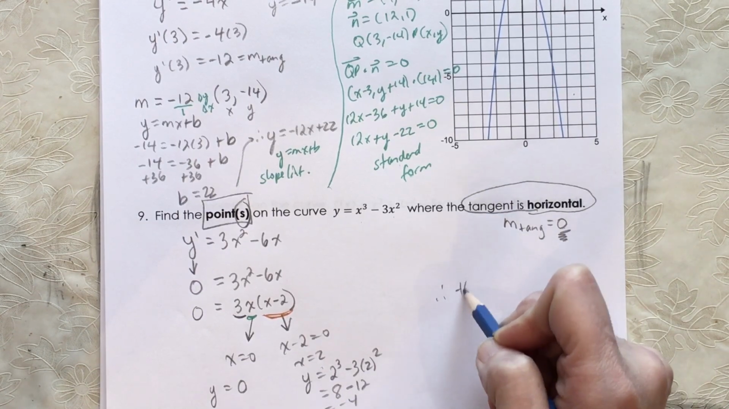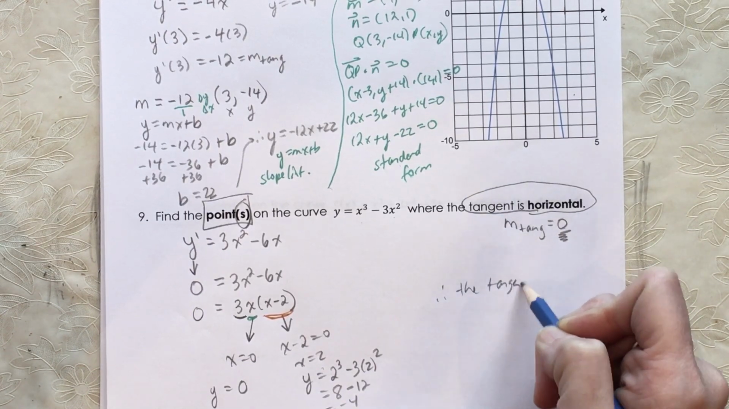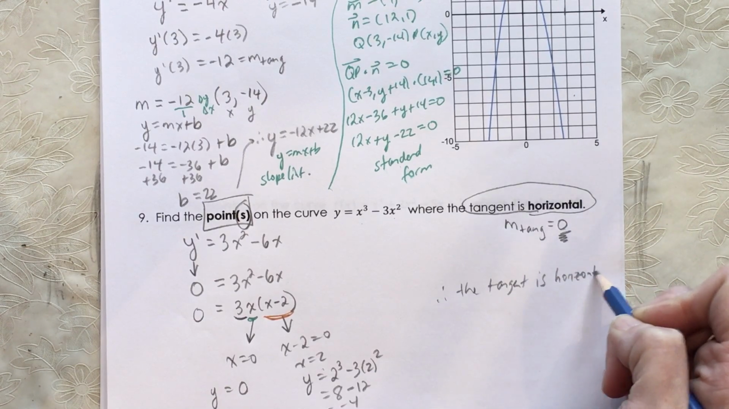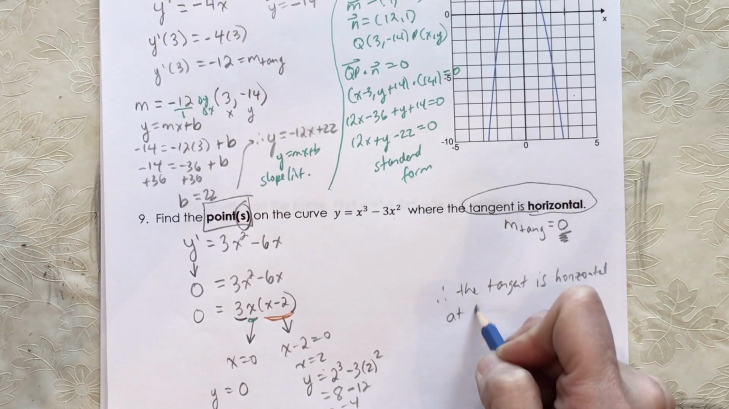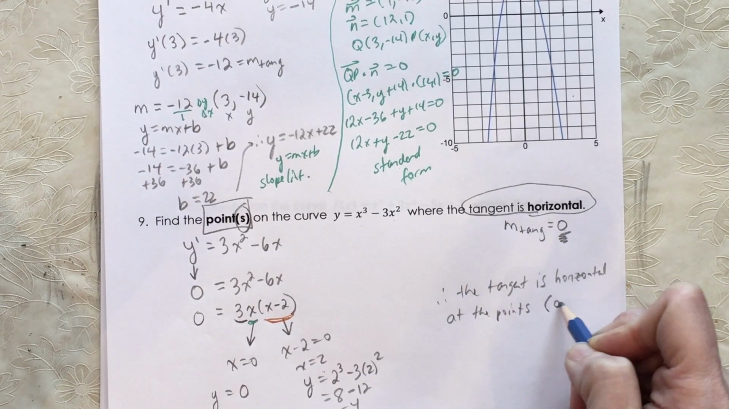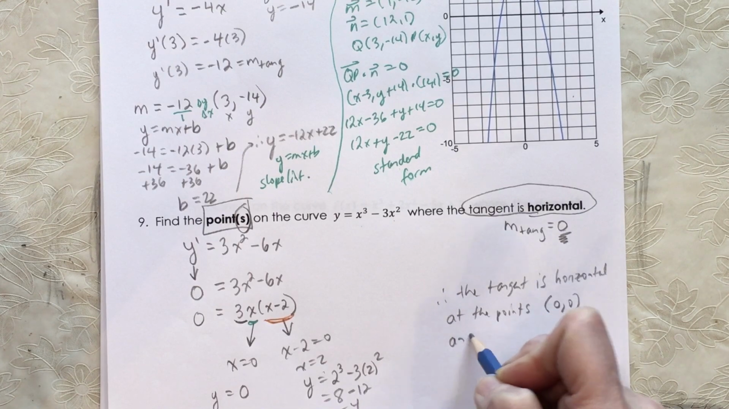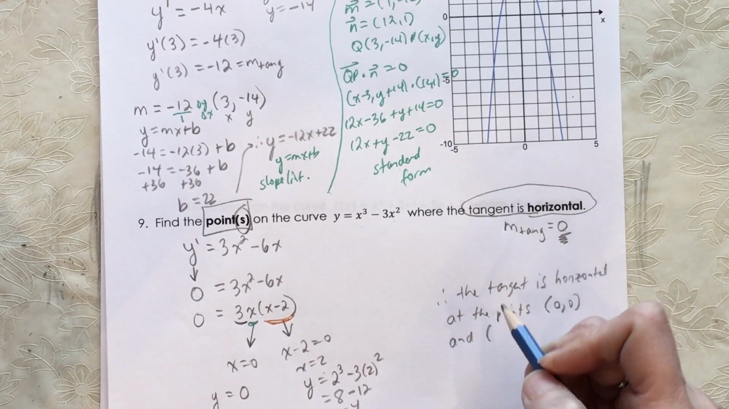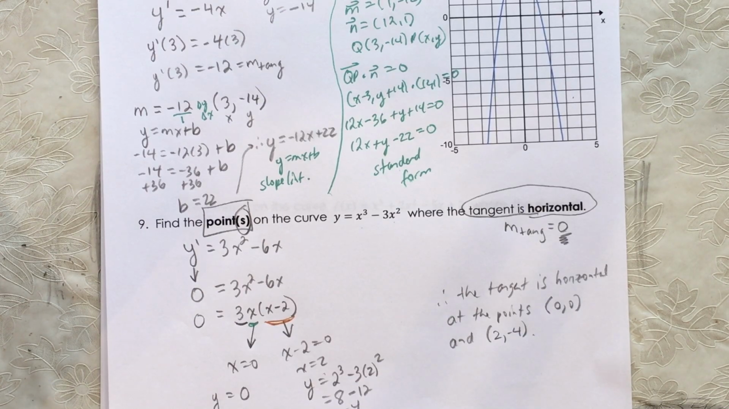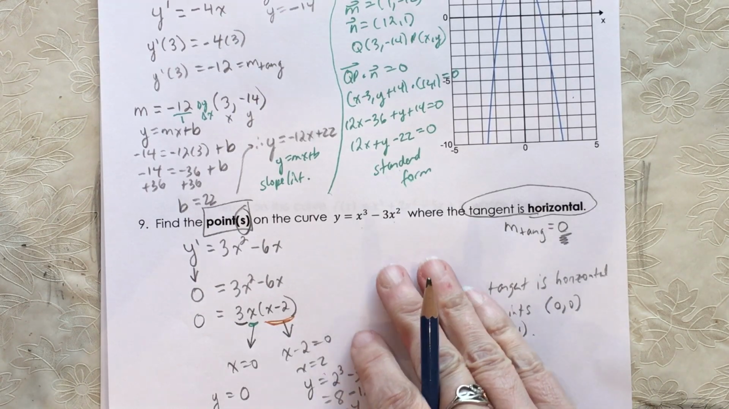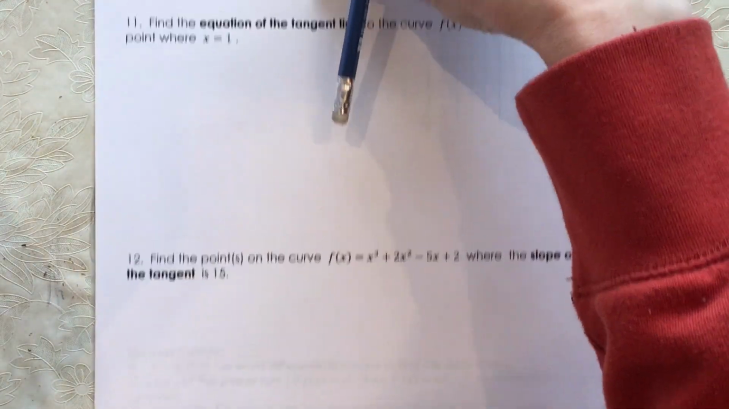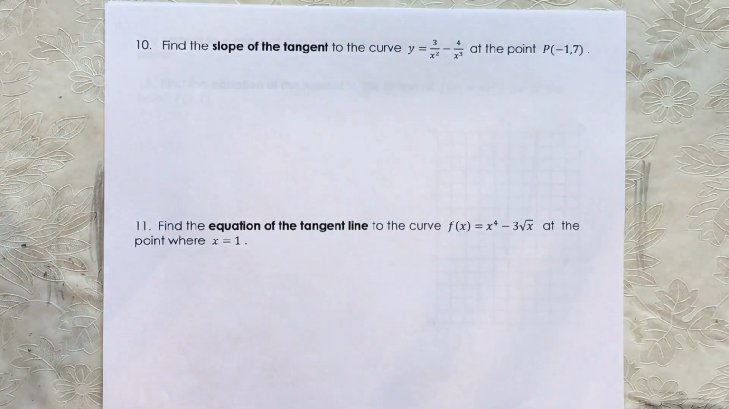So therefore the tangent is horizontal at the points (0, 0) and (2, negative 4). Okay? All right, so that's our second application question, number 9. Moving back on, number 10.